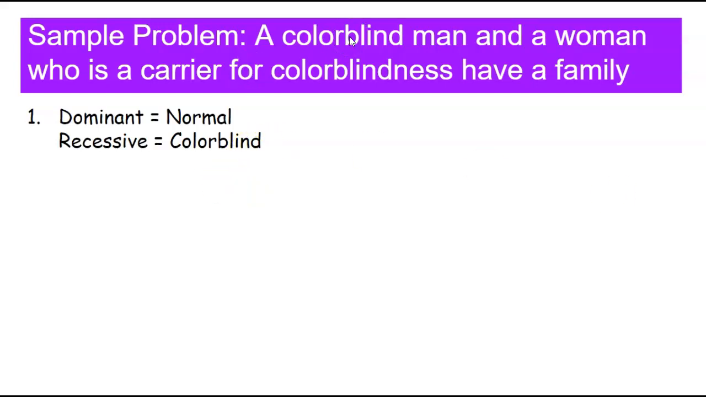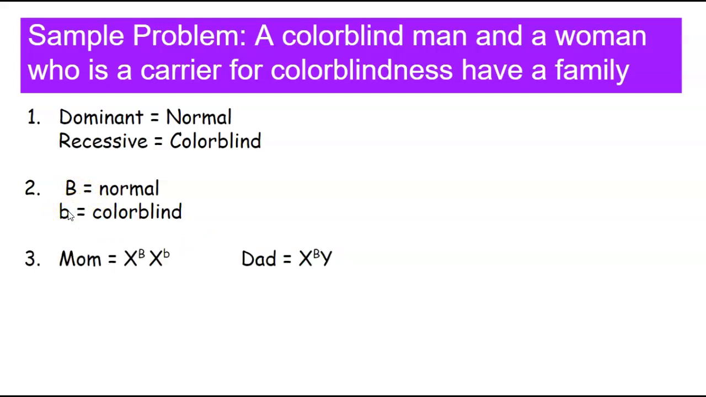So we've got a colorblind man and a woman who is a carrier for colorblindness, and they have a family. So dominant is normal, recessive is colorblind. We know that from our notes. We're gonna pick letters to represent each. Remember, normal is gonna be the capital. Colorblind is going to be the lowercase. So we've used B's. Now we've got to figure out what the mom and the dad are. So the dad's colorblind. Remember, he's XY. So if he's colorblind, he's going to have a little b. And the woman's a carrier. A carrier means she's carrying one of the colorblind genes. So the woman is XX, and she's going to have a big B and a little b.